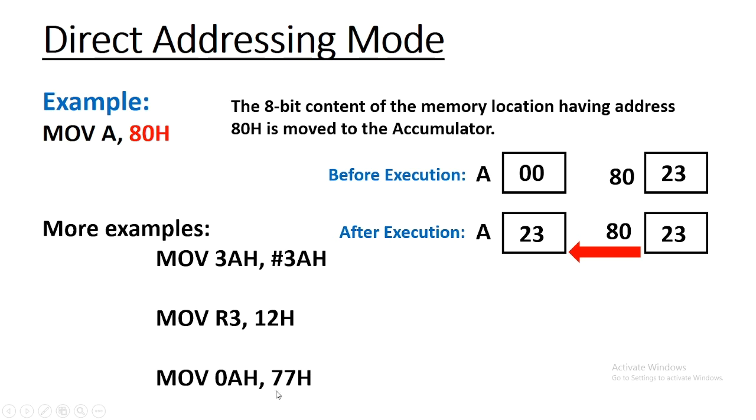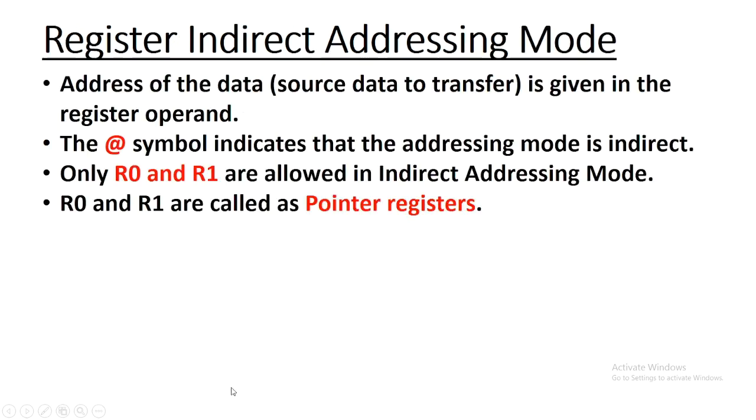Next instruction is MOV 0AH, 77H. Here two memory locations are directly specified in the instruction. 0A is the destination memory location, 77H is the source memory location. So from the 77H memory location, 8-bit data is copied into memory location 0AH.